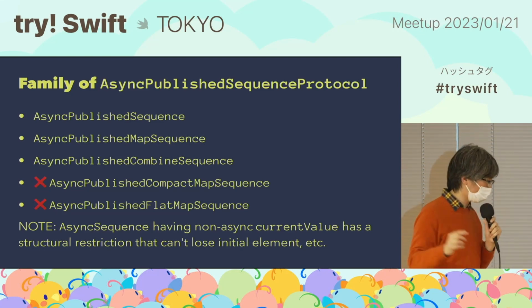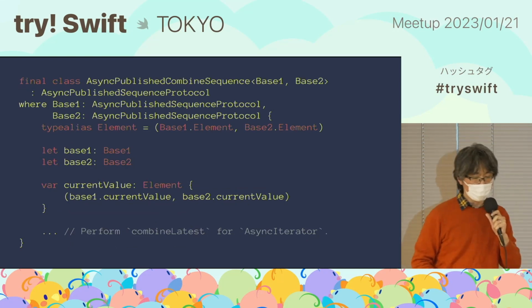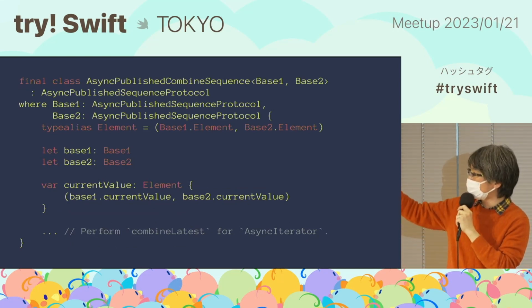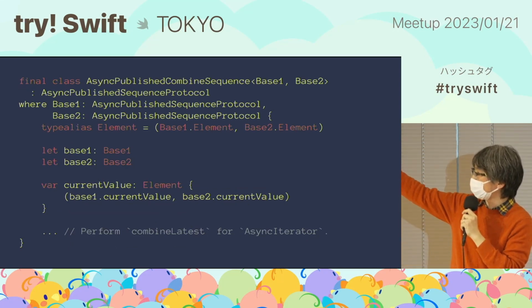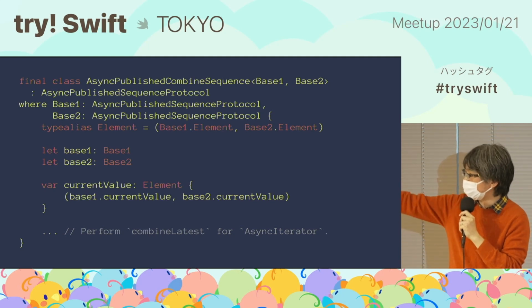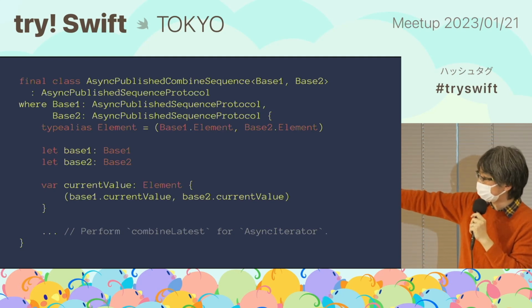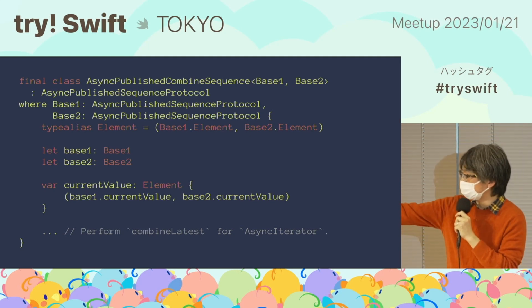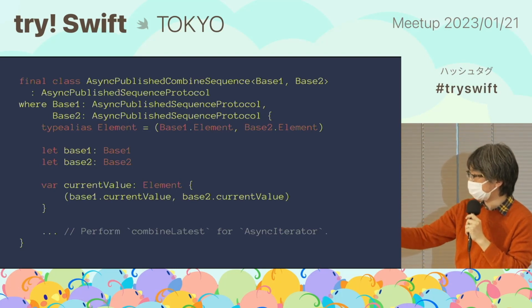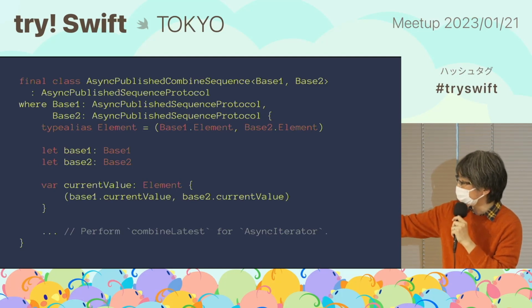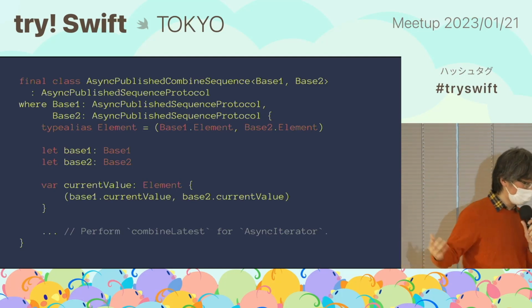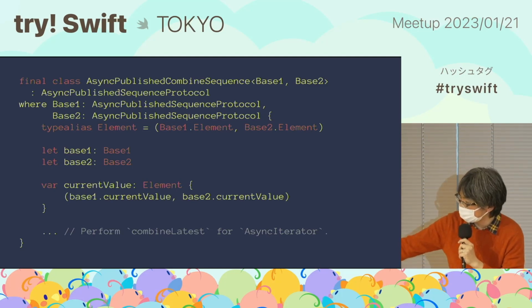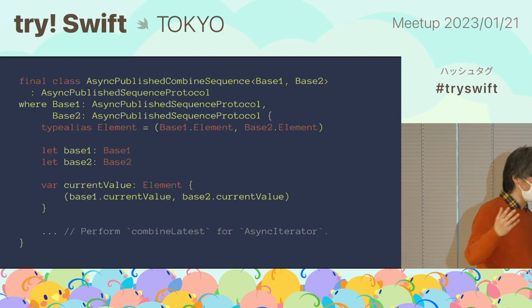Let's take a look at combine. Combine's implementation is quite straightforward. We just create a new struct like this one, and we just hold the two async published sequences. And inside the current value, we just pass the first current value and second current value in a tuple. And in the implementation inside here, we also use combineLatest for the async iterator.